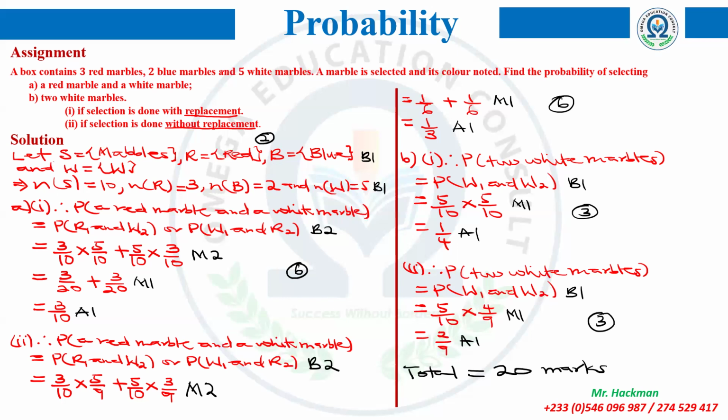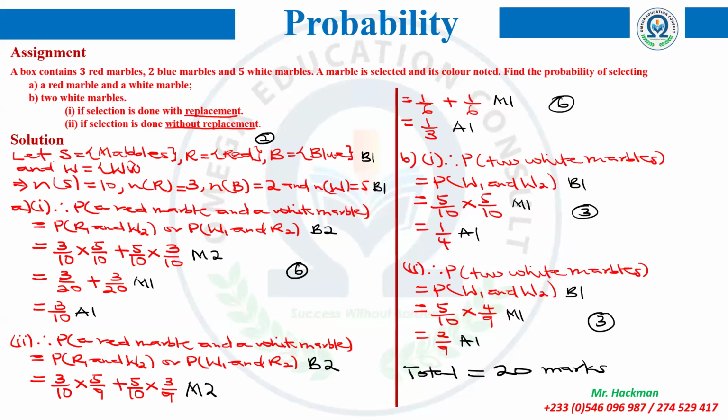you know that we are dealing with our sample space being a set of marbles. R will be red, and there is no need for you to attach marble because you know that R, B, and W will be subsets of your S, which is your sample space. So R will be talking about red marbles, though you don't see marbles there. Blue will also be for marbles. And W, for white.